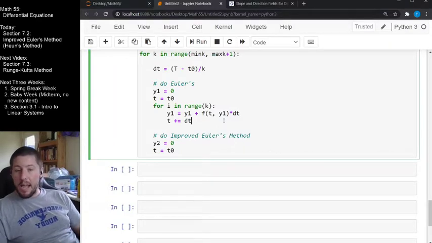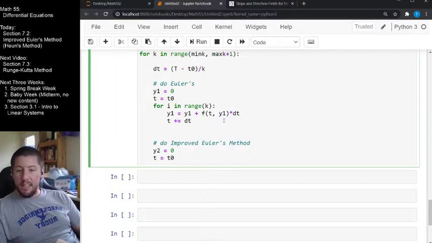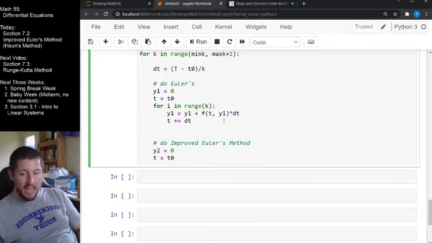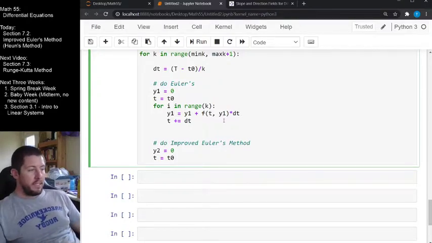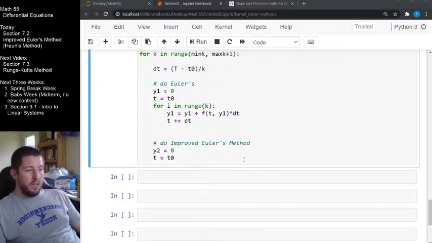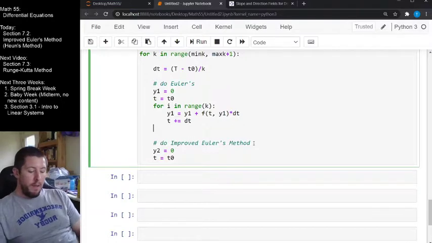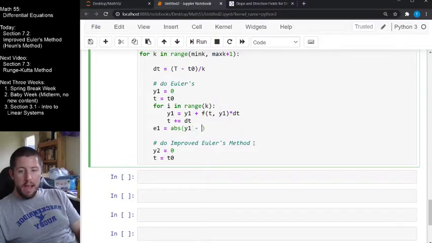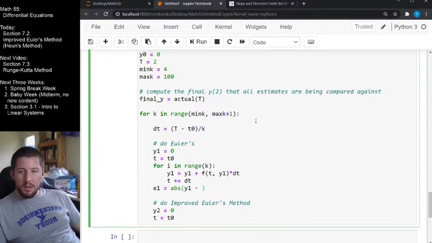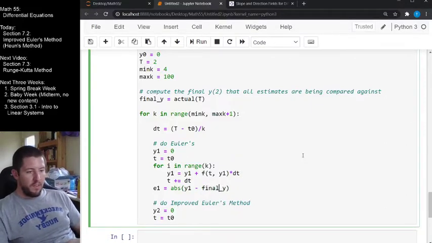So watch this. When I hit enter, my cursor's there. I'm still in the for loop. I'm going to hit backspace once to say, once you're done with the for loop, whatever y1 is, the final value of y that we're estimating right there. So what I can now do is get my error. My error associated with Euler's method here should be the absolute value of our final y1 value minus, what did we call it up here? We called it final y, the actual y value of our true final answer right there.